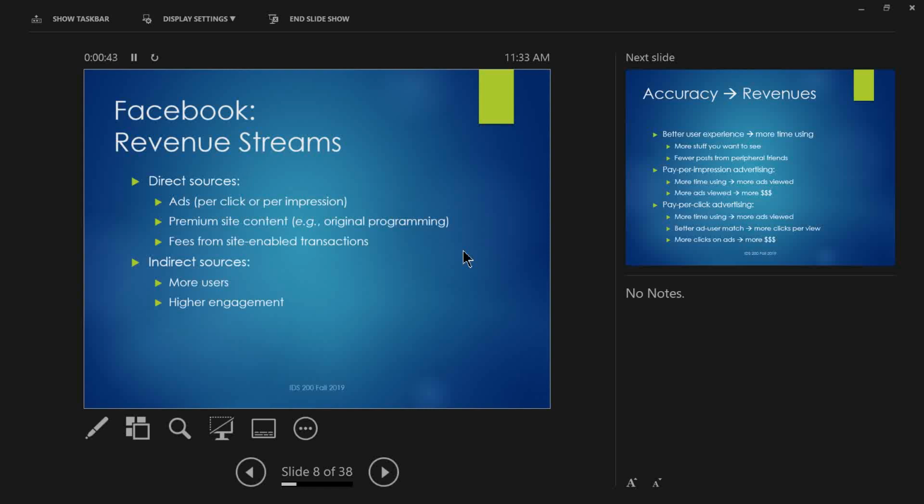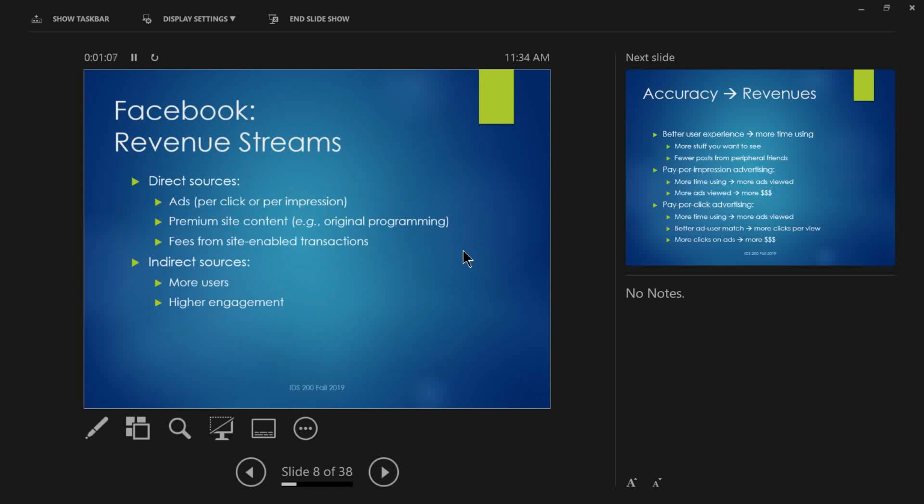Anyway, and indirect sources, right? So those are the direct sources. That's the actual money streams. But the indirect sources, basically the multipliers, more users, right? If Facebook has more users, it's going to probably have more eyeballs seeing ads, more people clicking on ads, better chance of getting more people to buy premium content, better chance to get site-enabled transactions, right? So more users is pretty much a straight multiplier.